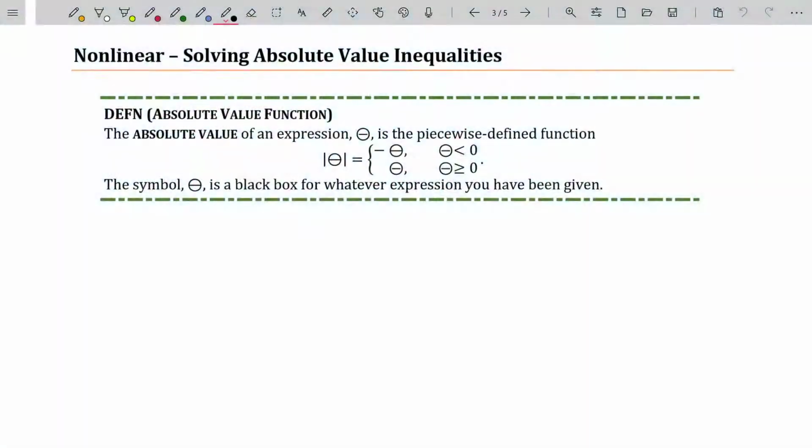Hello, my name is Roy Simpson, professor of mathematics at Cosumnes River College in Sacramento, California. This is a third and final video on a series that is reviewing solving nonlinear inequalities. We started with solving quadratic inequalities, then we moved on to rational inequalities. This video is focused on absolute value inequalities.